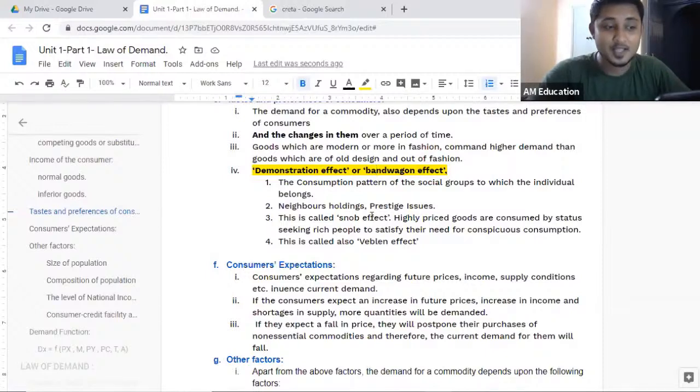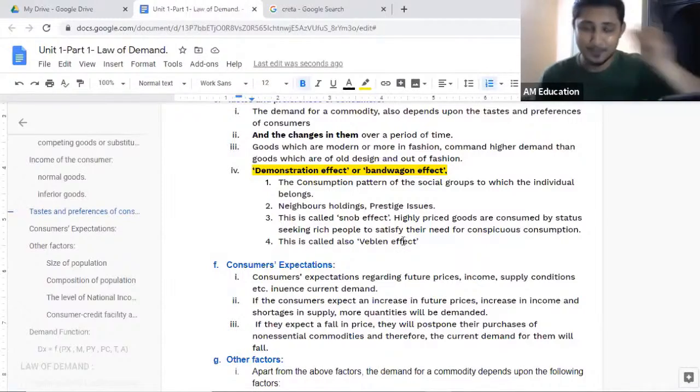This is called snob effect. Highly priced goods are consumed by status-seeking rich people to satisfy their needs of conspicuous consumption. This is also called Veblen effect. Let me give you an example.